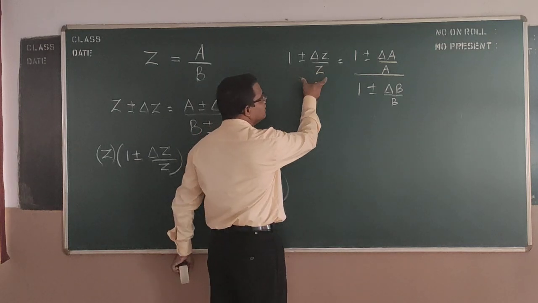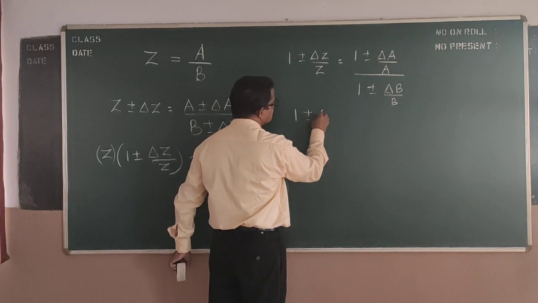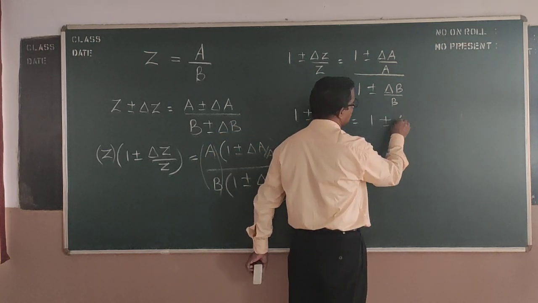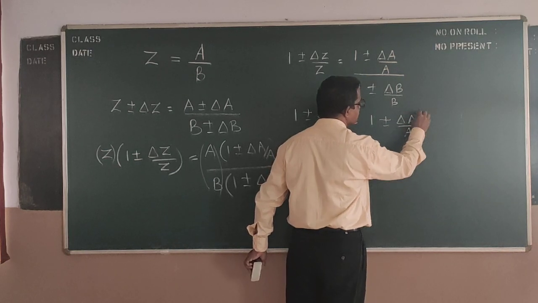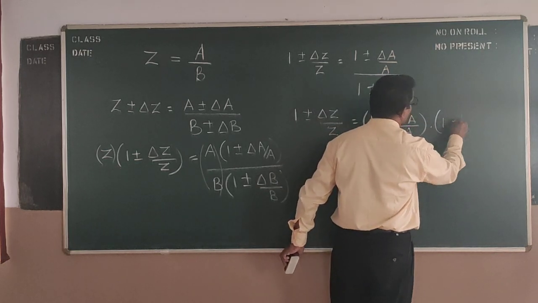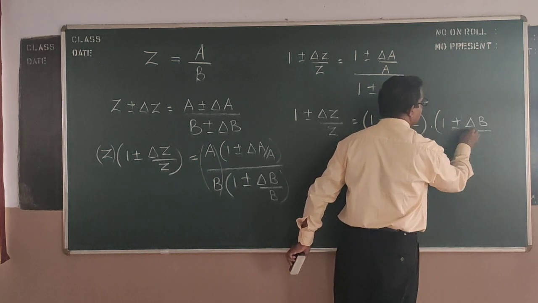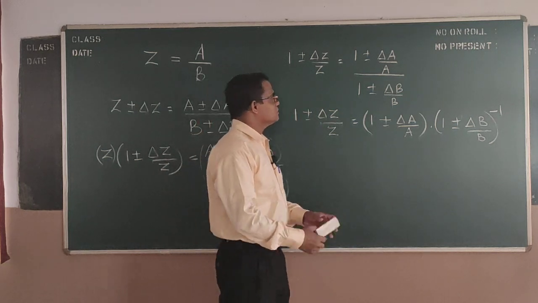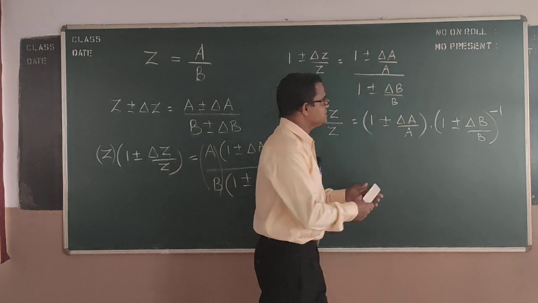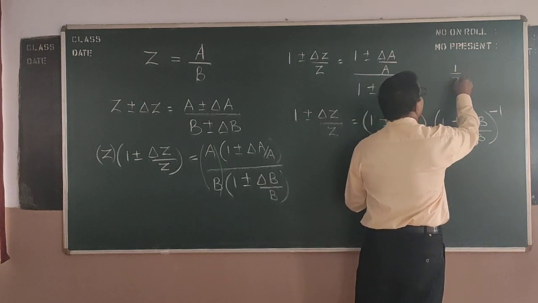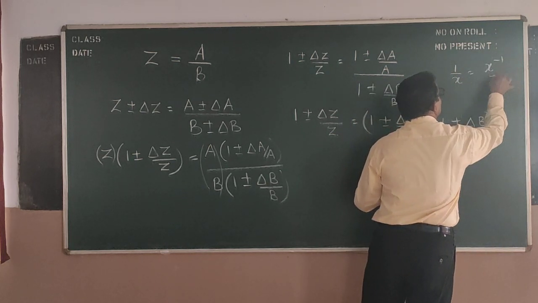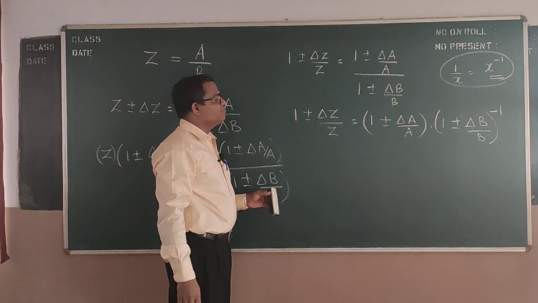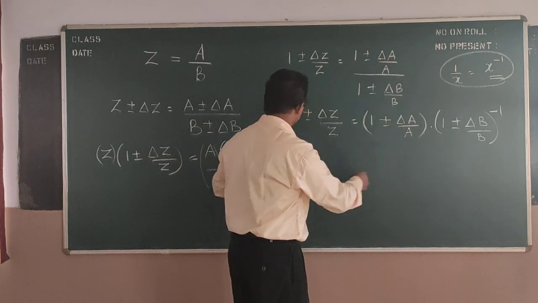Now I will move on with the next step, that is 1 plus or minus delta Z by Z equal to 1 plus or minus delta A by A into 1 plus or minus delta B by B raised to minus 1. Okay? That 1 by x is equal to x raised to minus 1. This has been applied over here. And therefore, we expand this one.